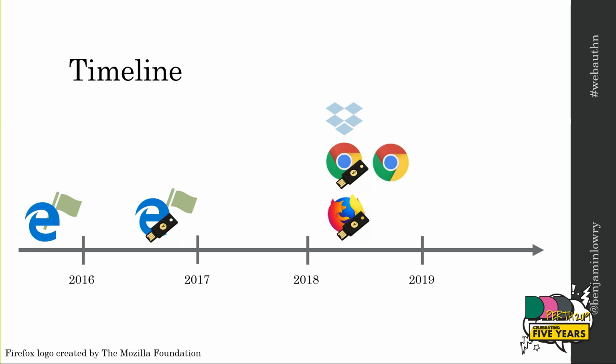And then Chrome supported the on-platform ones, that's your fingerprint, like Windows Hello or your Touch ID on your Mac. And then Edge released it by default in November. So we've already had a bit happening, but you still can't really use that platform authentication.